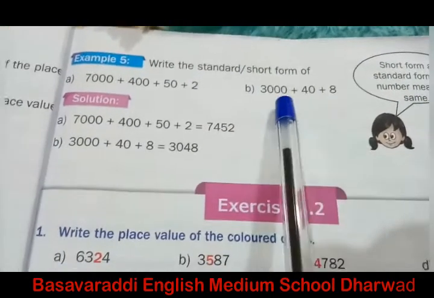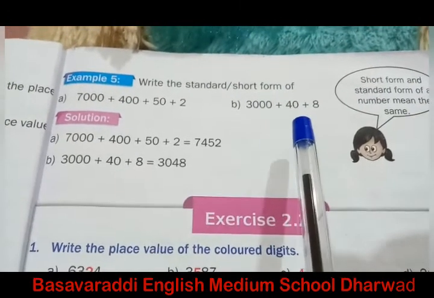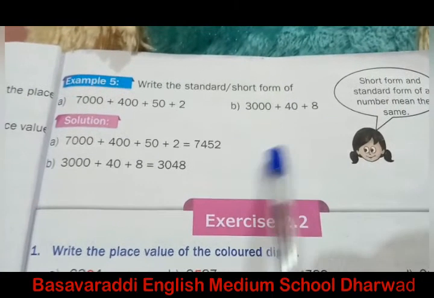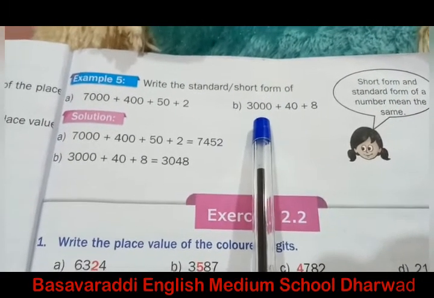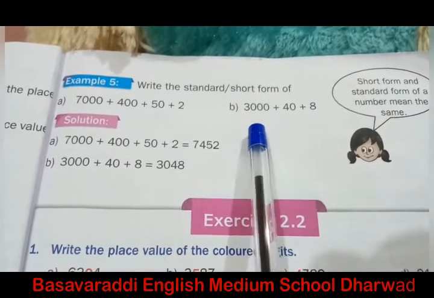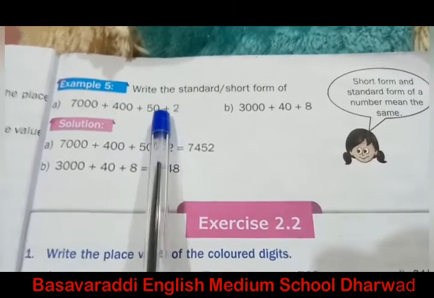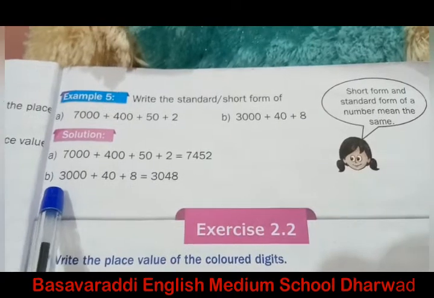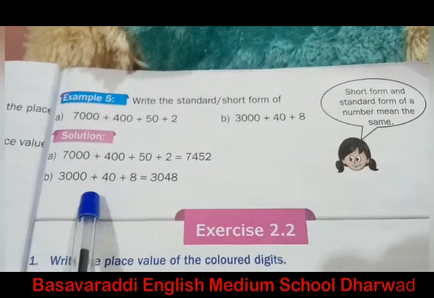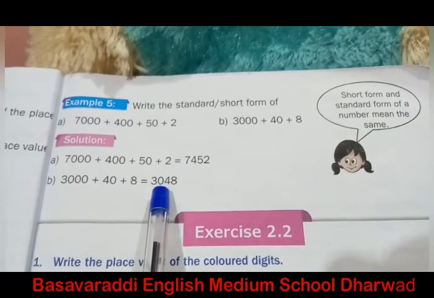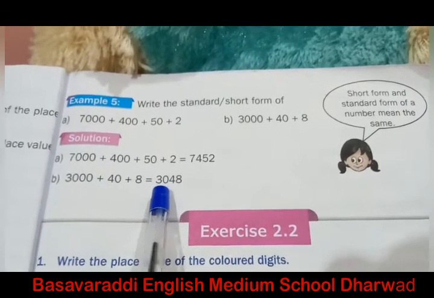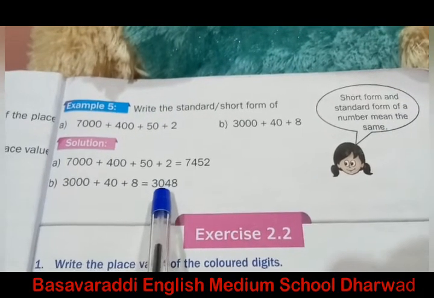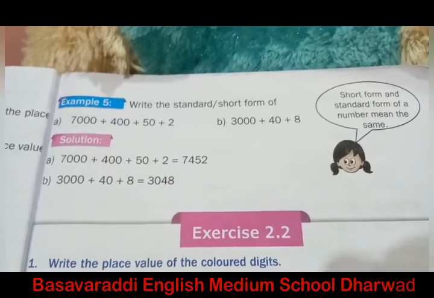What is this one? This is the expanded form: 3000 plus 40 plus 8. Here the 1000 place is there. 3 zeros means the 1000 place, 2 zeros means the 100 place, 1 zero means the tens place. Here 3 zeros are there, so it is the 1000 place, and the 100 place is not here, so we put 0. If it is not there, we have to put 0. Afterwards the tens place is there, that is 4 and 8. The answer is 3048.